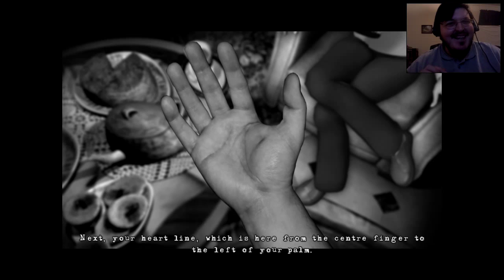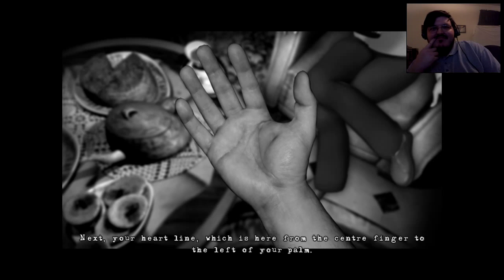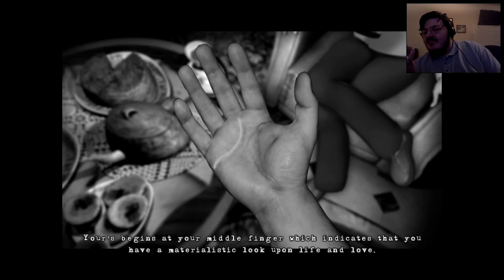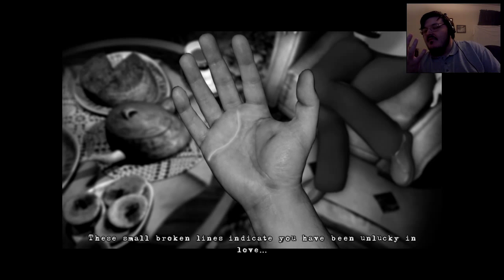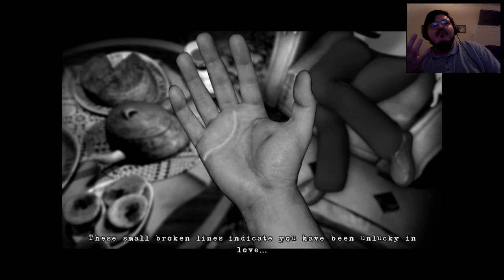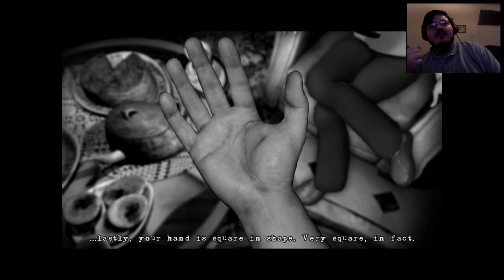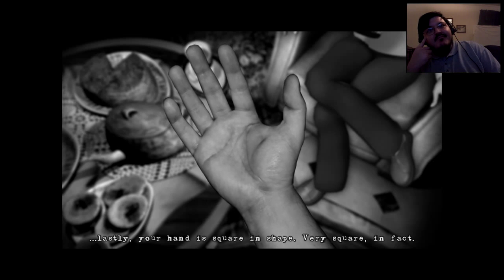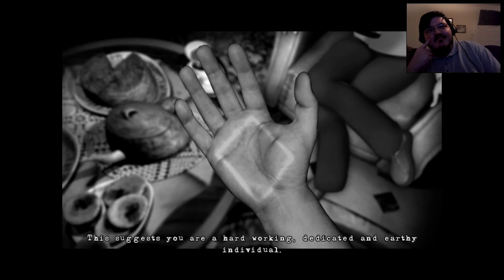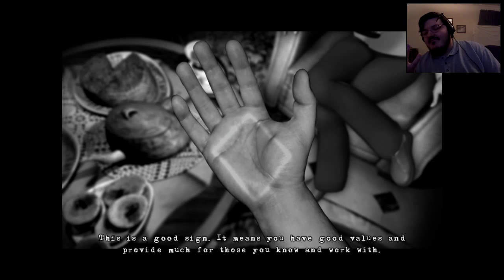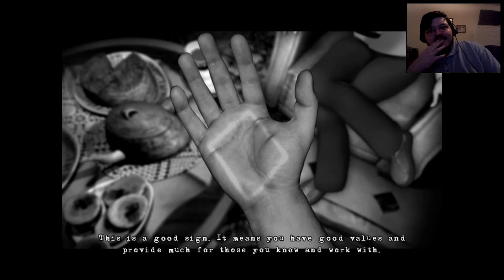Well, I don't see that line. Next, your heart, which is here from the center finger to the left of your palm. Yours begins at the middle finger, which indicates you have a materialistic look upon life and love. These small broken lines indicate you have been unlucky in love. Square in shape. Very square, in fact. This suggests you're a hard-working, dedicated, and earthy individual. This is a good sign. It means you have good values and provide much for those you know and work with.